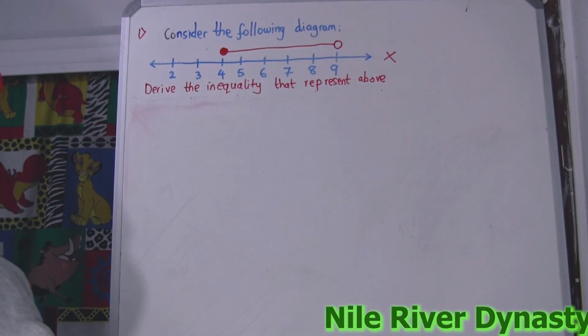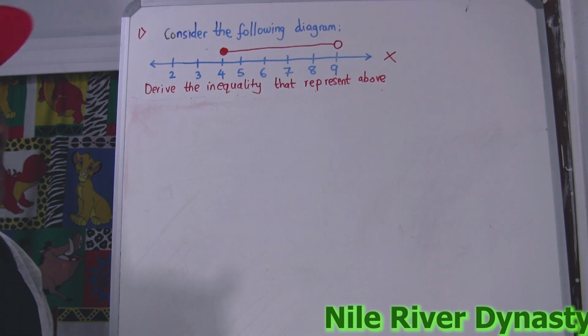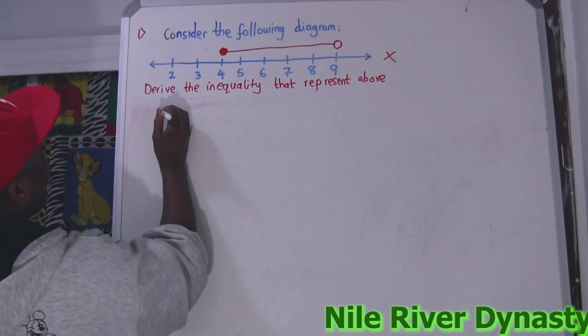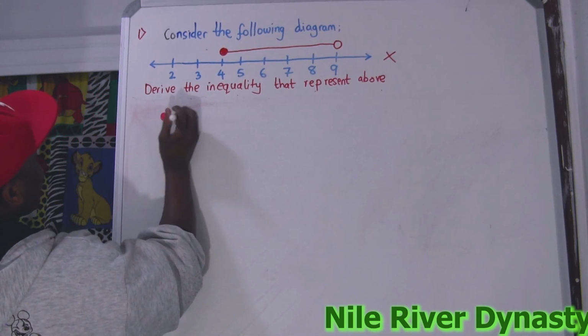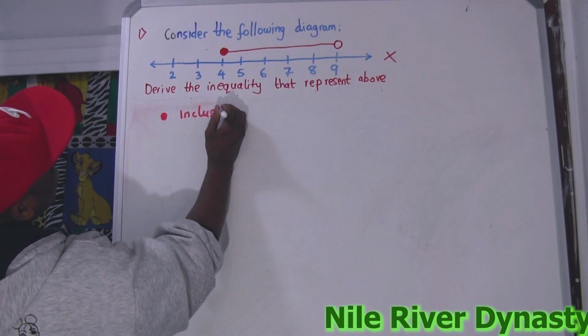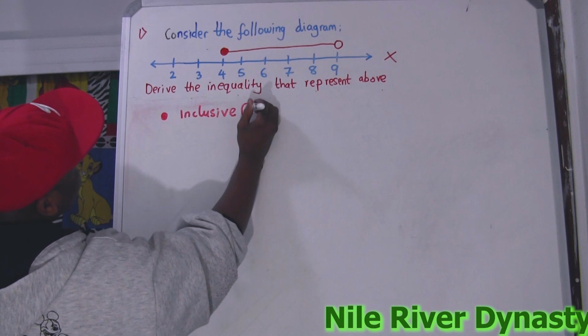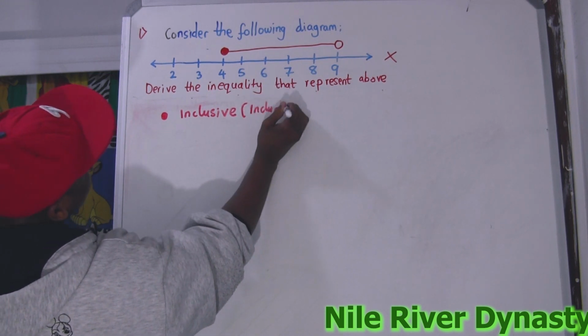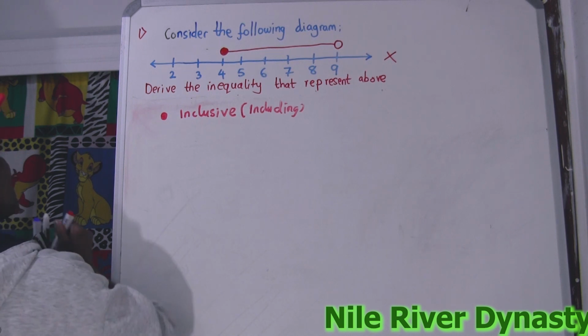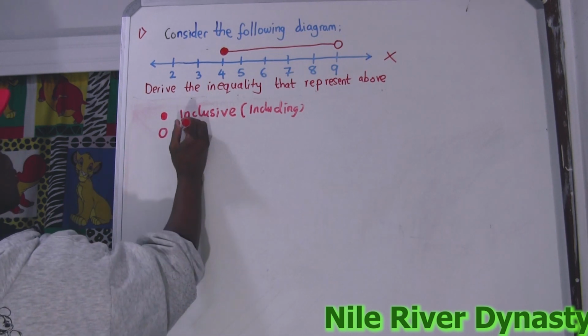Okay, cool. So let's consider the following diagram. We have a diagram that says derive the inequality that represents the above diagram. It's very easy. Something you should know: whenever you have a solid dot, this means inclusive, or including. And this tells you excluding.